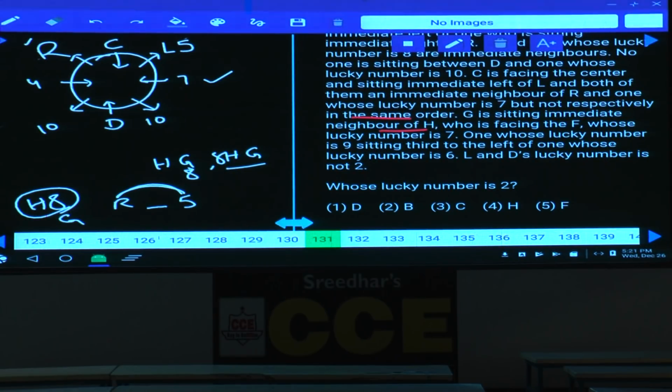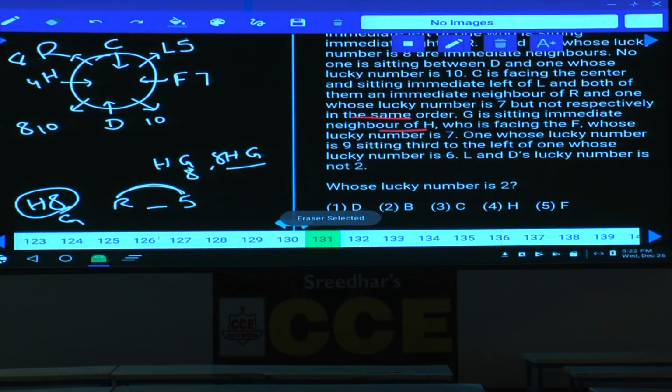Second step. Then H who is facing the center. H is facing F. As H is facing F, F's lucky number is 7. As F's lucky number is 7, F is here. Now the number is 7 and now H is here. H and 8 are adjacent to each other, isn't it? This R can be 8, or this person can be 8.